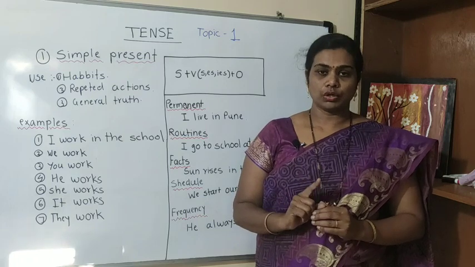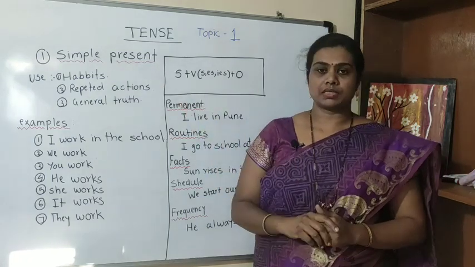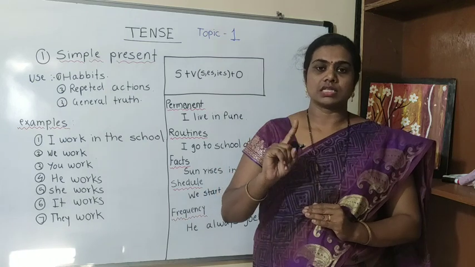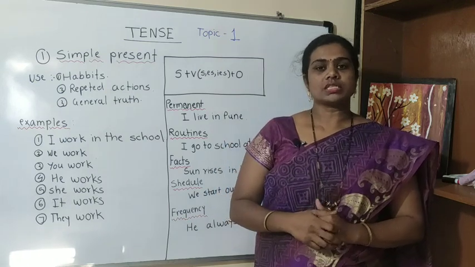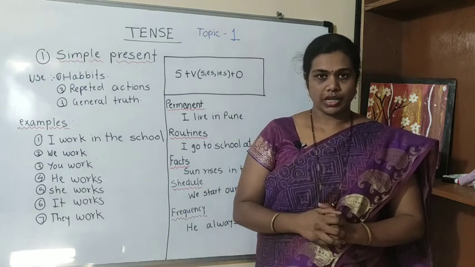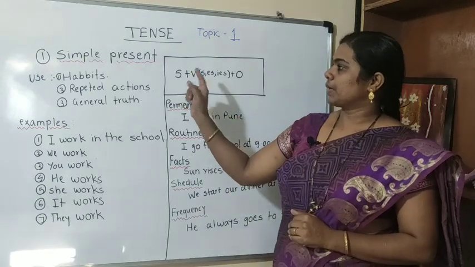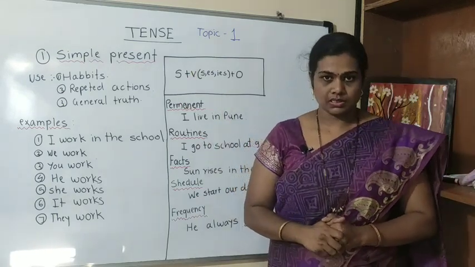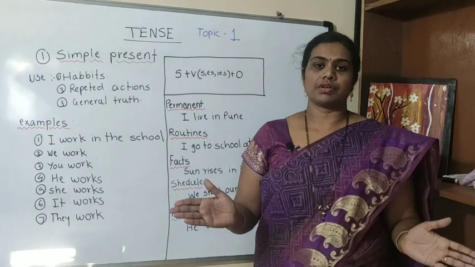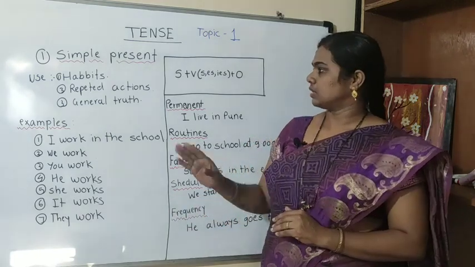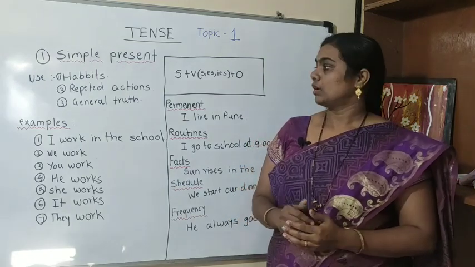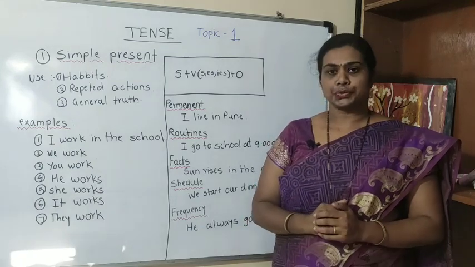Listen, this particular topic is made for simple present. First we are going to learn about the present tense, and in the present tense the first tense is the simple present tense. What is the meaning of simple present tense? We are going to learn that in this particular lecture. Simple present tense means साधा वर्तमान काळ. The simple present tense in any language is simple. For example, it is generally used for habits, for repeated actions, and for general truths.